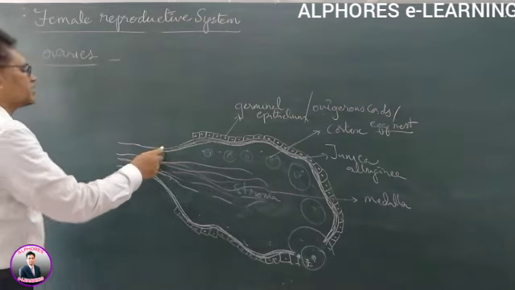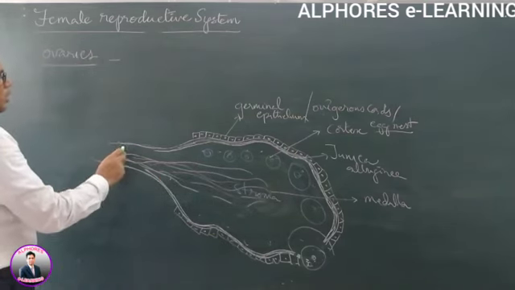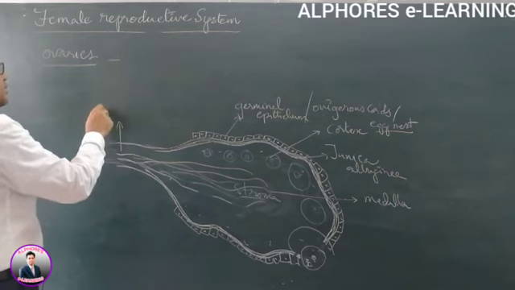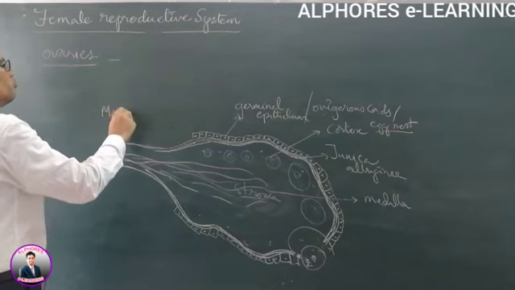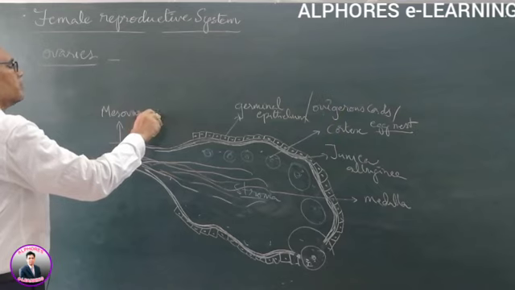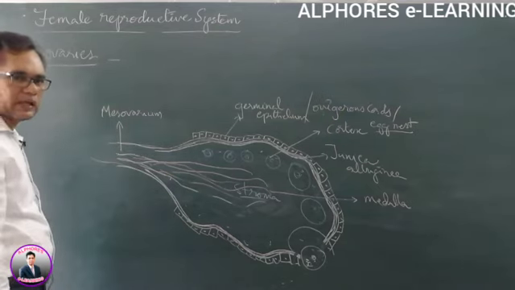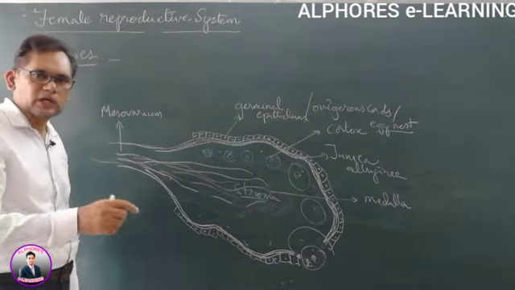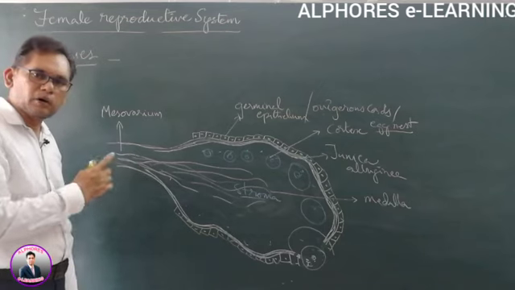Now the ovary is attached here to the body wall by a structure called the mesovarium. Mesovarium is the connective tissue with which the ovary is attached to the body wall.